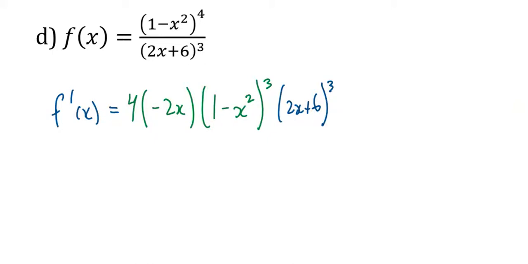How many people made a mistake right there on the first part and missed the negative in front of the 2? Because this is 1 minus x squared, so it should be negative 2x. I bet half or more of us missed that. Watch for that. It's such an easy mistake to make.